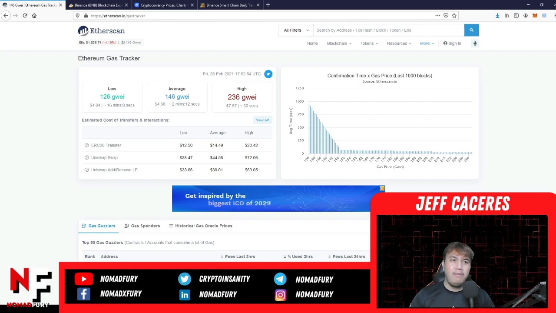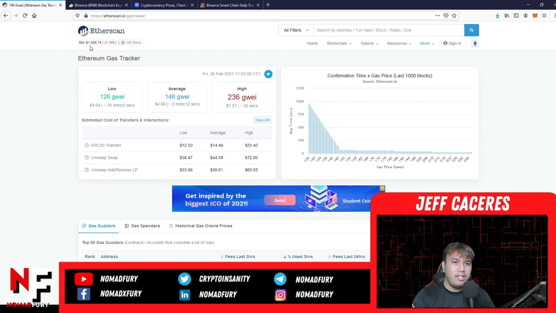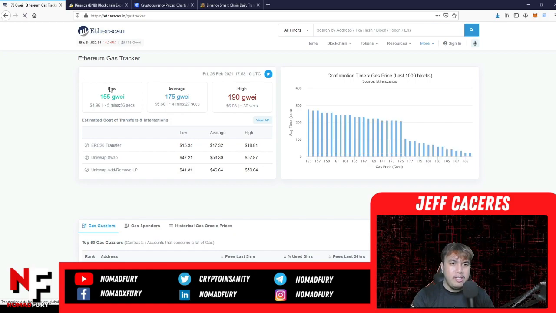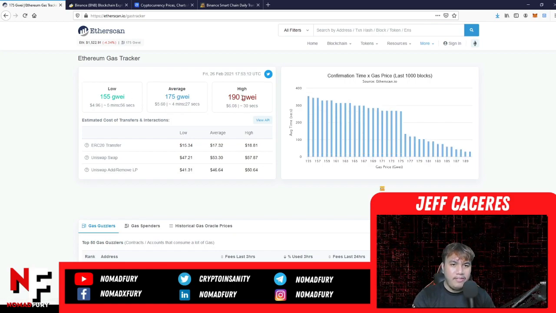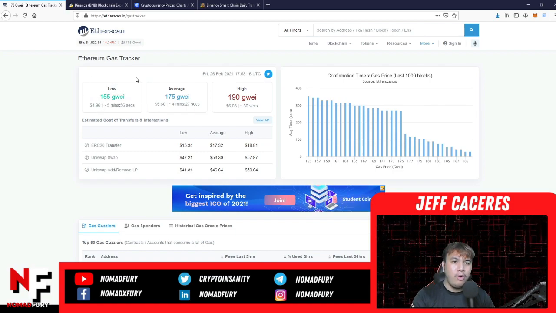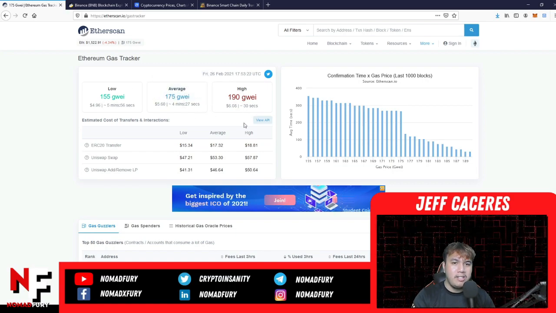It's the biggest downside of Ethereum right now. Currently Ethereum is at 1526, so if I refresh that, you can see the low, the average, and the high gas fees. Per transaction, if you're going for the low one, that's almost $5. For the average, 5.6, and high is 6.